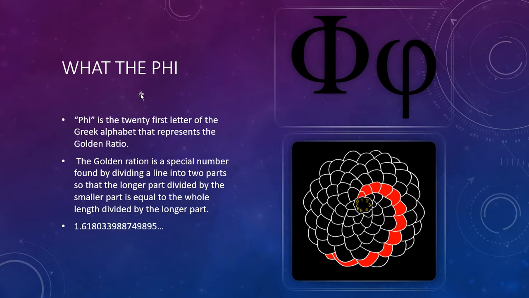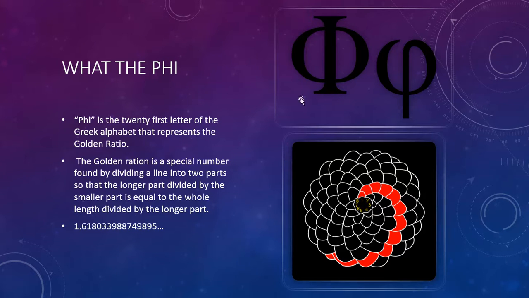To begin, I'd like to introduce you to what phi is. Phi is the 21st letter of the Greek alphabet that represents the golden ratio. The golden ratio is a special number found by dividing a line into two parts so that the longer part divided by the smaller part is equal to the whole length divided by the longer part. It may sound pretty complex, but it's really not. Just don't overthink it too much.